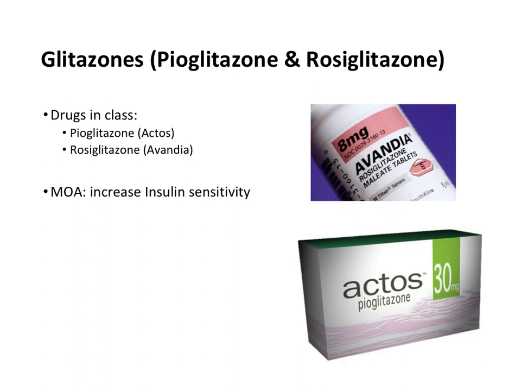The other class of drug that works on increasing insulin sensitivity is called the glitazones. It's called that because there are two drugs in this class, and they both end with the name glitazone. Those drugs are pioglitazone, brand name Actos, and rosiglitazone, brand name Avandia.